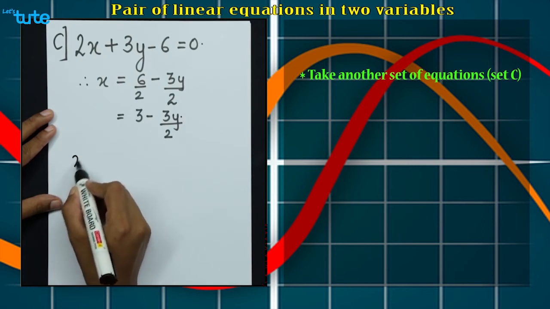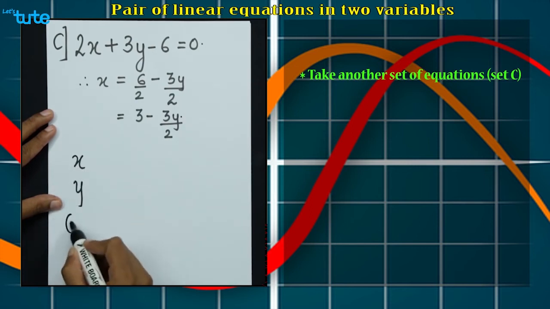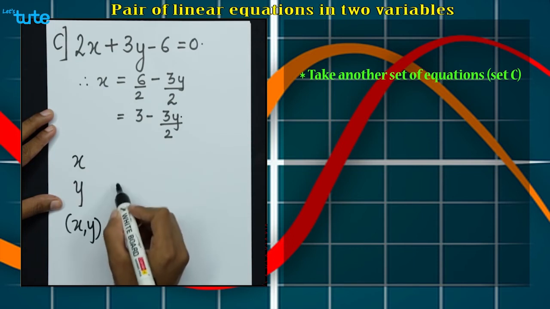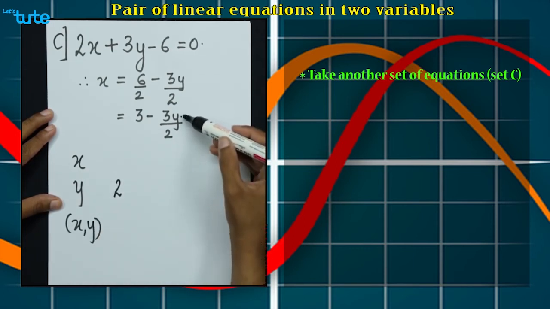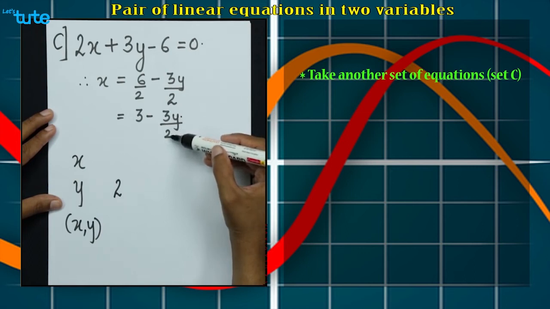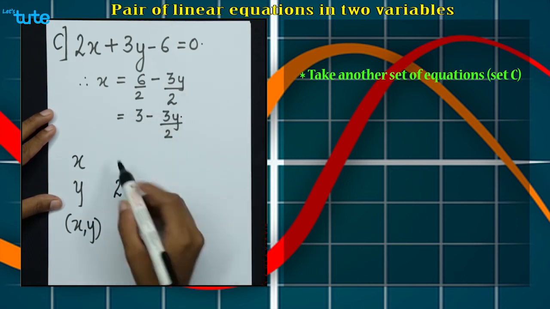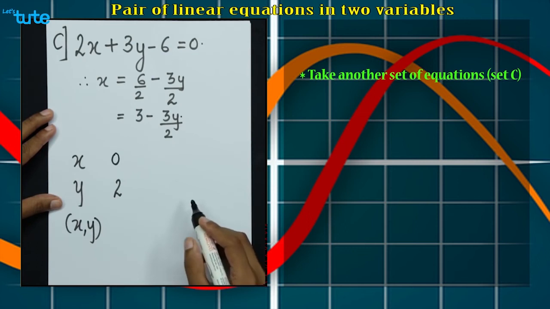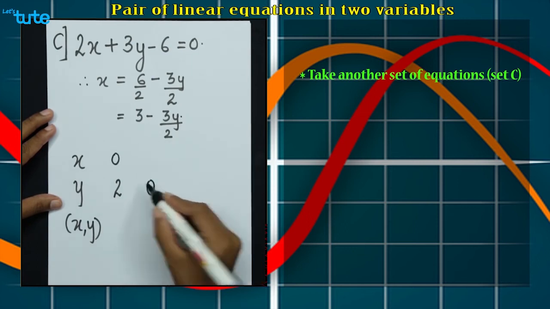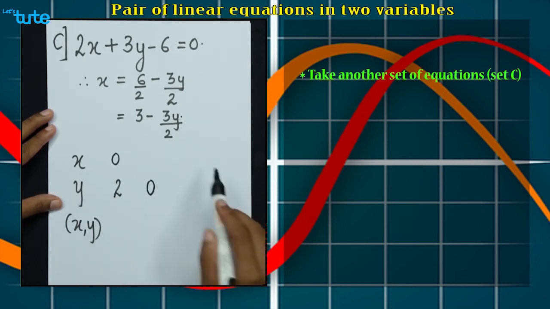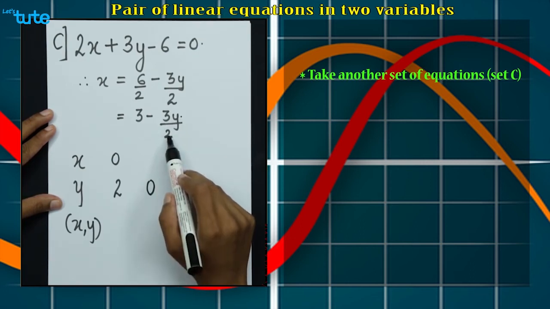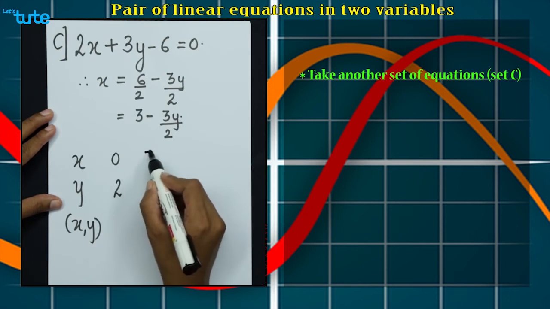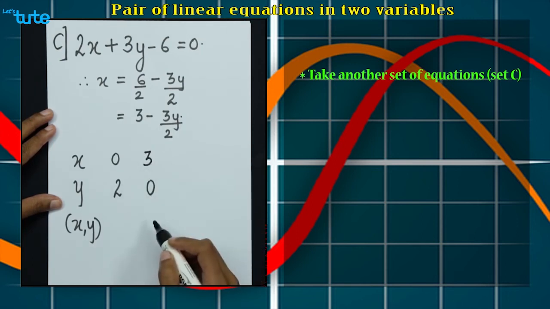Let us begin with 3 sets of values as we did before. We start with, say, y equals to 2, which is an even number. If I substitute 2 here, 2 gets cancelled with the denominator 2. I would get 3 minus 3, which gives me a 0. If suppose I put a 0 here in place of y, you'd get 3 into 0, that gives you 0. Divide by 2 is again a 0. 3 minus 0 is 3. So we got the next point.